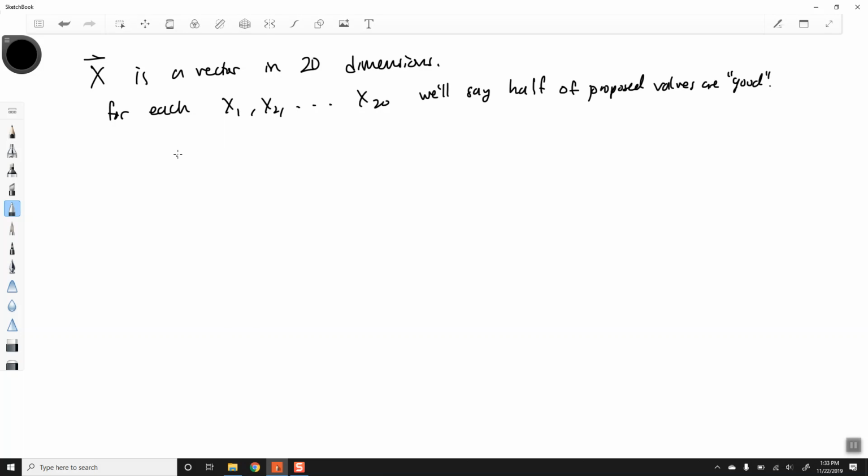Okay. And we can see that if we're just going purely randomly, it's going to be hard to make sure that all 20 random values end up on the good side. Because it really only takes one of these 20 proposed values to be bad for you to reject the whole proposed value, okay?